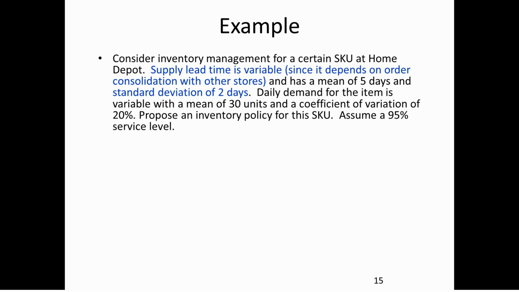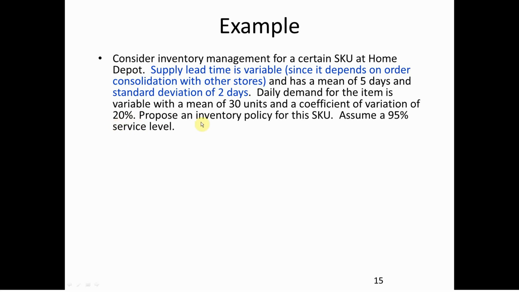So let's take a look at an example here. Let's look at Home Depot again. Let's say that the lead time is variable because maybe we have to consolidate with other stores. Let's say the lead time has a mean of 5 days and a standard deviation of 2 days, and the daily demand for this particular item again is 30 units, and we have a coefficient of variation of 20%, just like we did before.